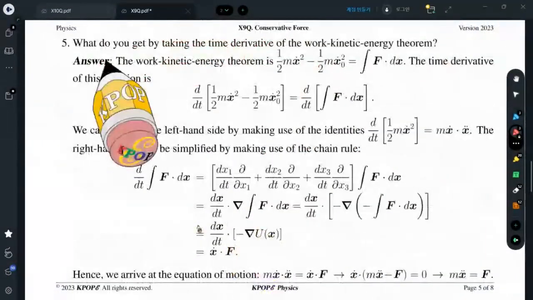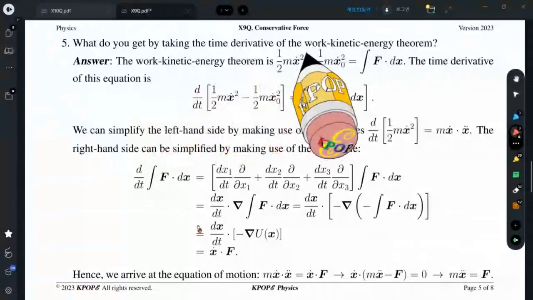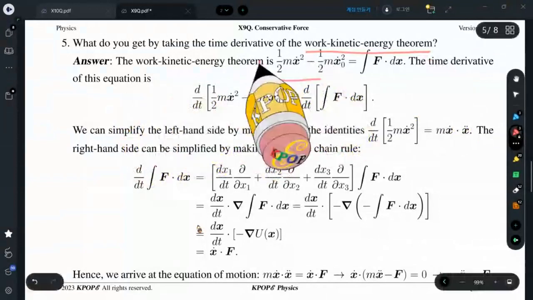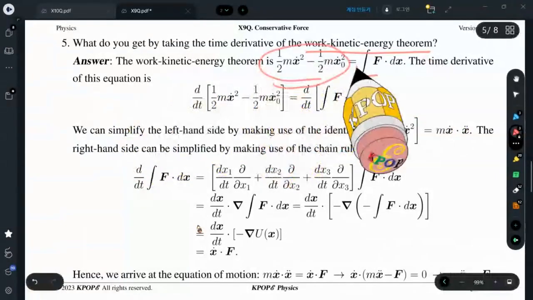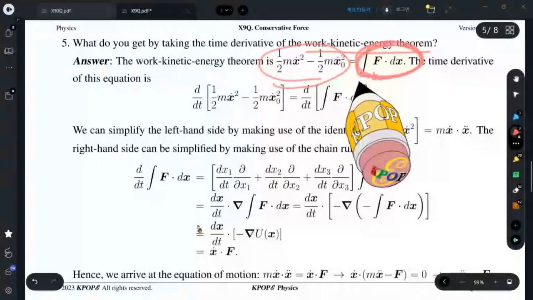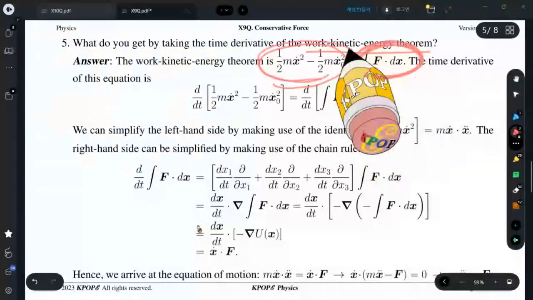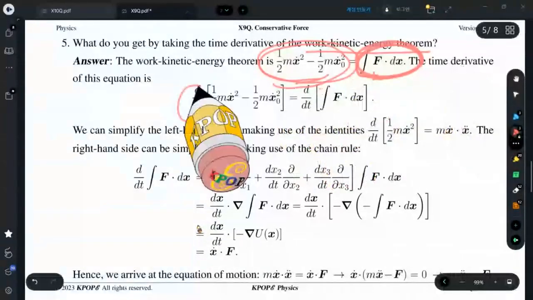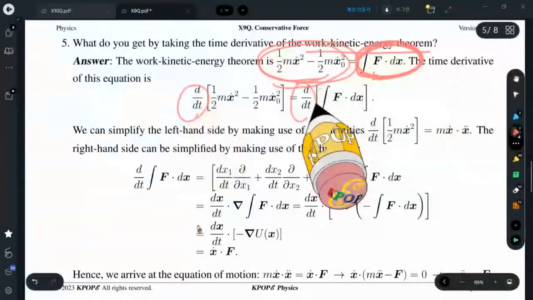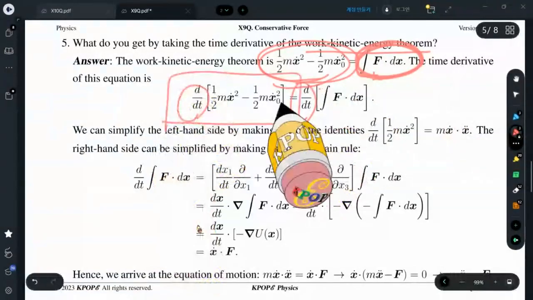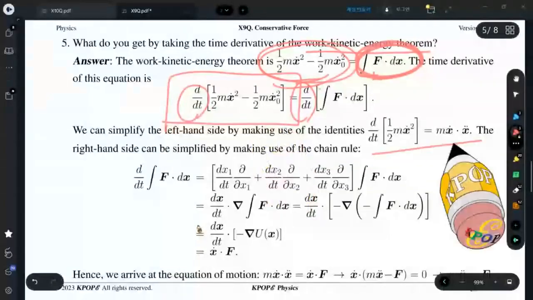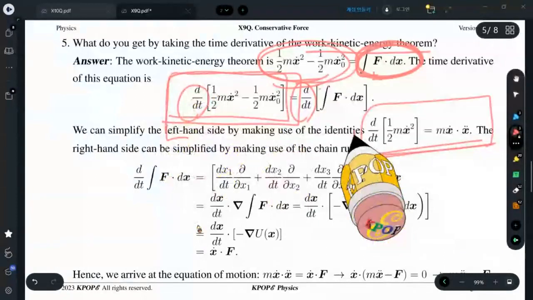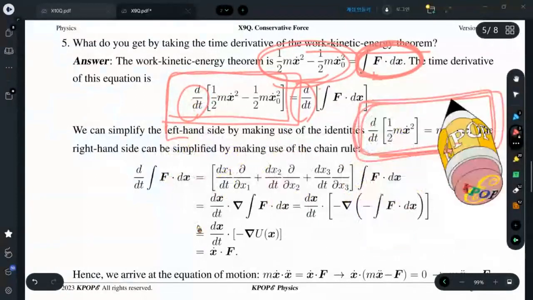Okay, what you get by taking the time derivative of the work-kinetic energy theorem. The work-kinetic energy theorem says the integral of F dot dx is the work, and the work is the change in the kinetic energy. We take the time derivative. Here we know how to take the derivative. We have been doing this kind of calculation so many times, I don't have to repeat this.